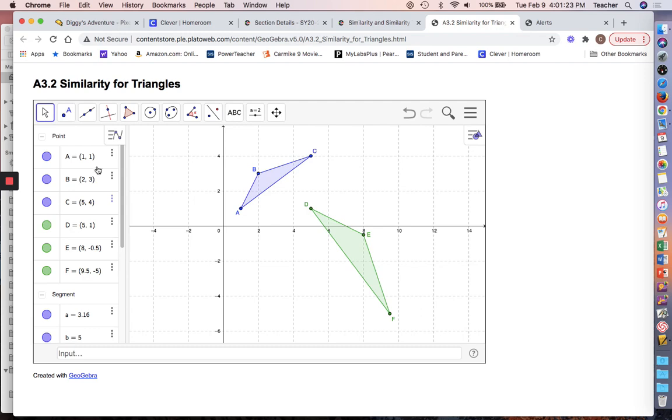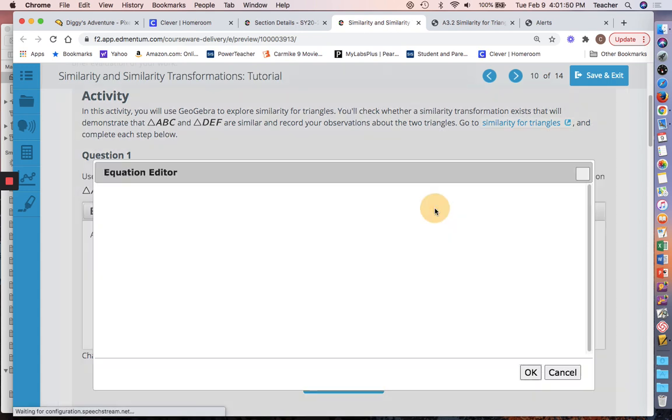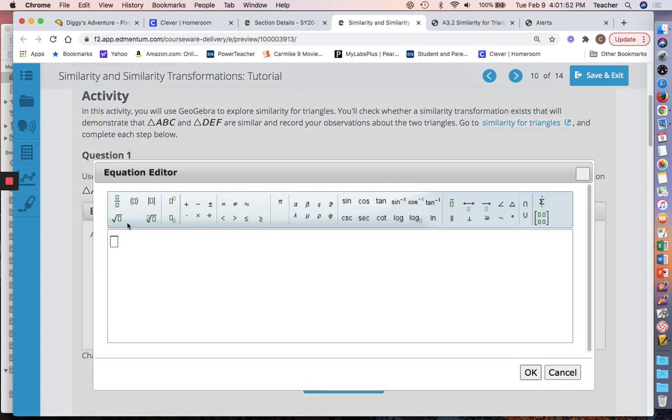All right, A is 1, 1. B is 2, 3. A is 1, 1. B is 2, 3. And I need to do the distance formula. The distance formula is right up here for you. You're going to take your x2 minus x1. I'm trying to figure out how I'm going to do this, to be honest with you. I can use my equation editor. So it's going to be a big old square root.